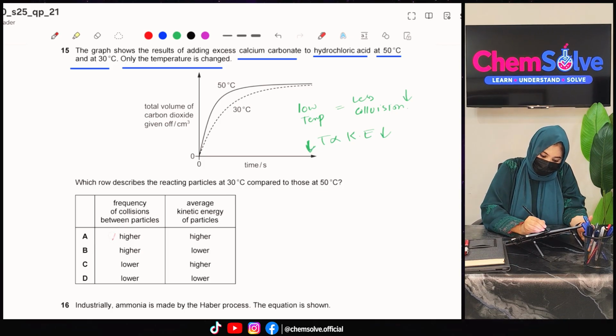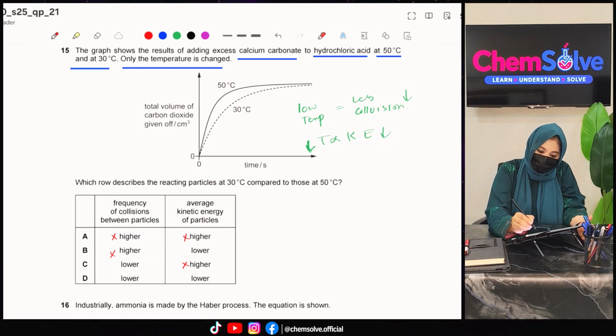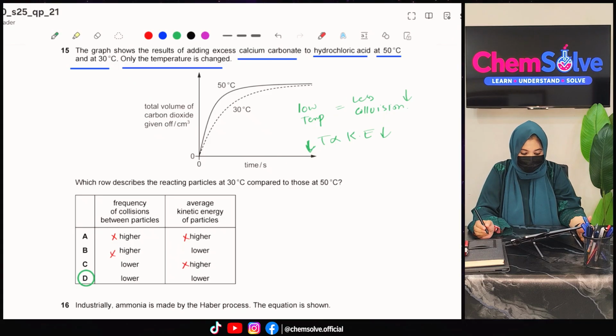So this says higher, higher, this says higher, higher. They are not the correct options. We have to choose both the things lower. So clearly our option is option D.